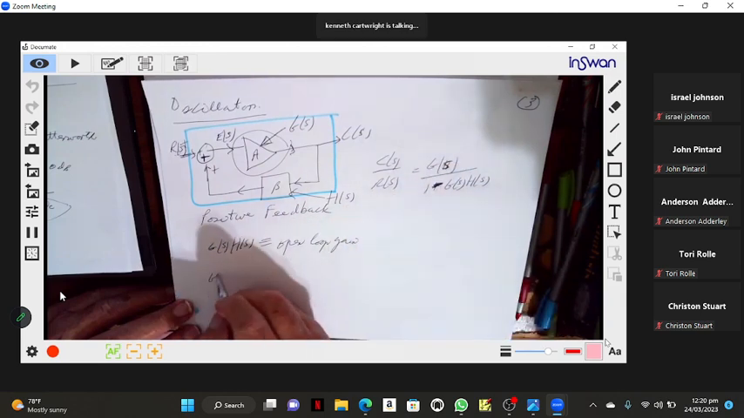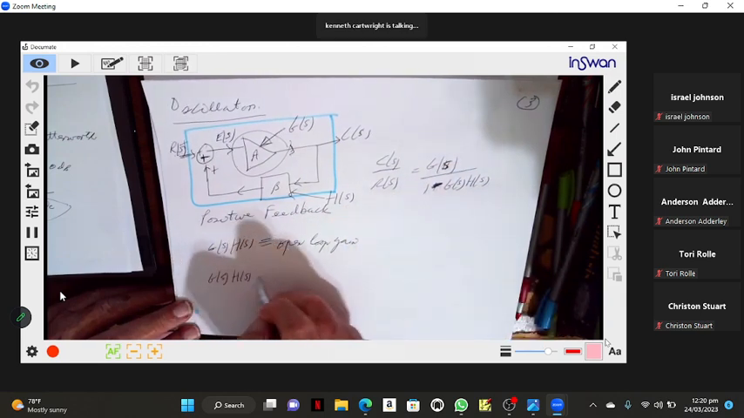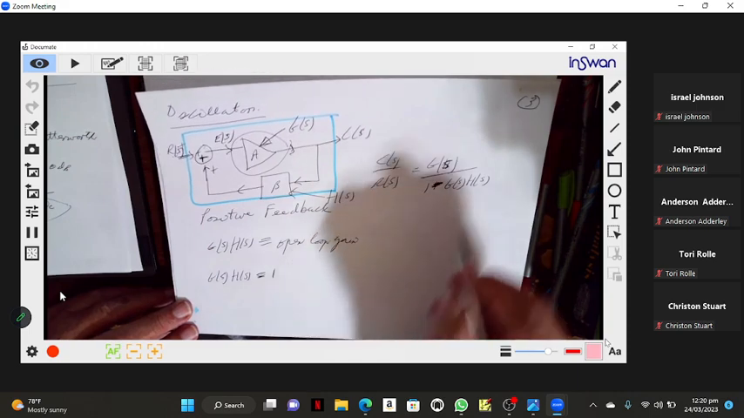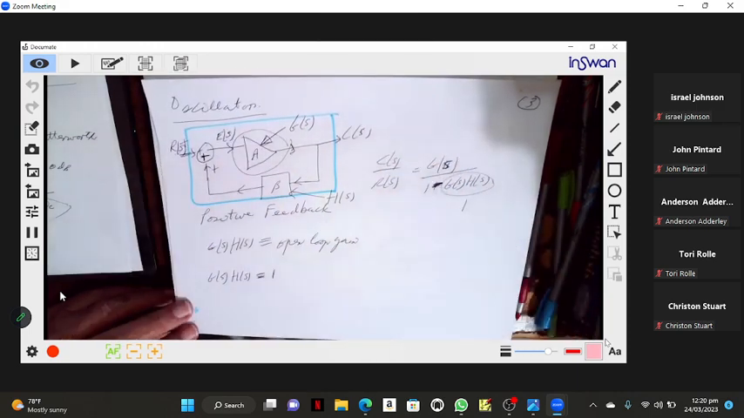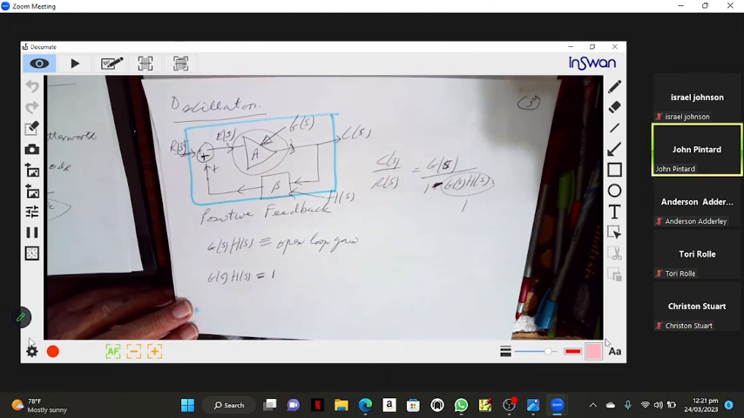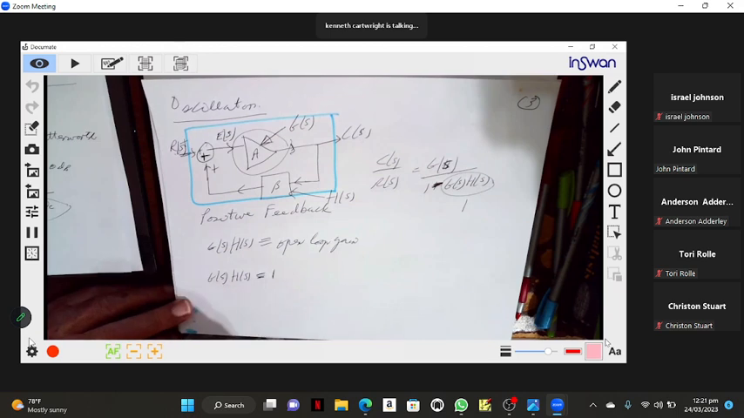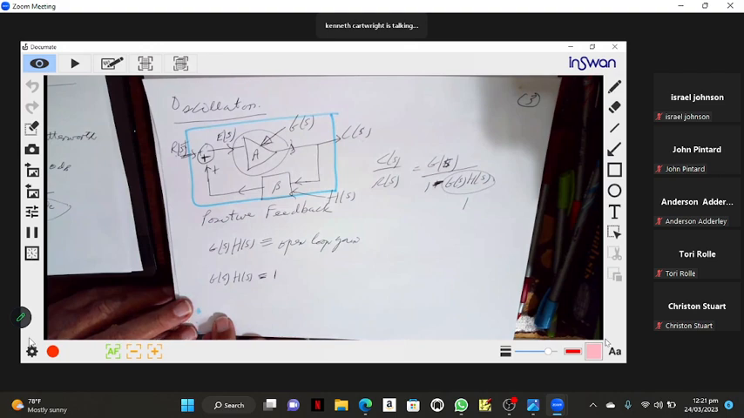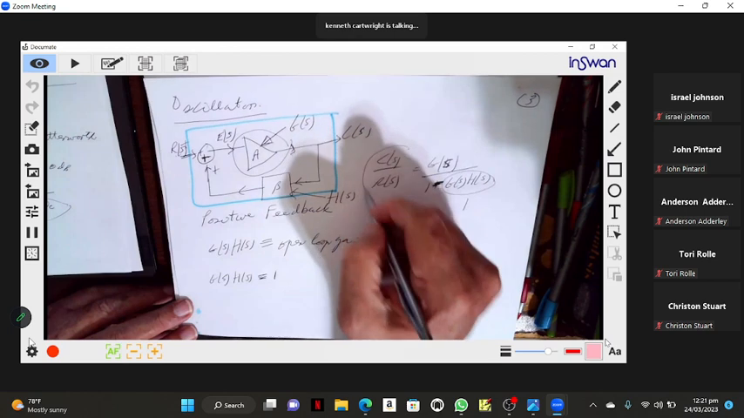So what happens when G of S times H of S is 1? If that's 1, the denominator would be 0. And so the closed loop gain would be infinite. This is the closed loop gain.